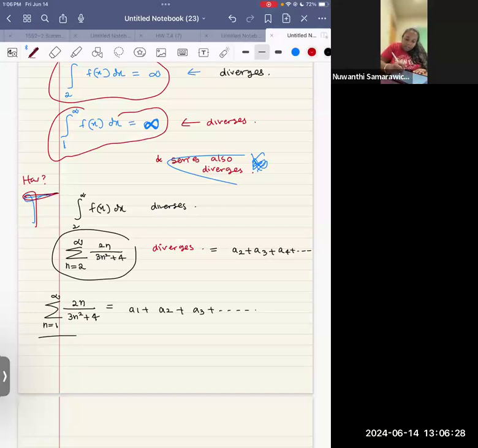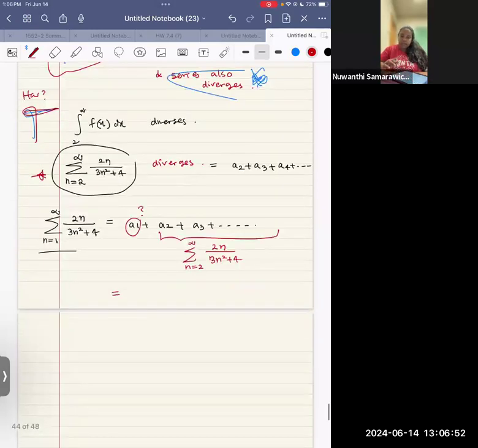But we have this series, this sum, because this sum is same as this. So we can write this as 2n over 3n squared plus 4. What is the first term of this series? What is A1? You just substitute when n is equal to 1. So what is A1?